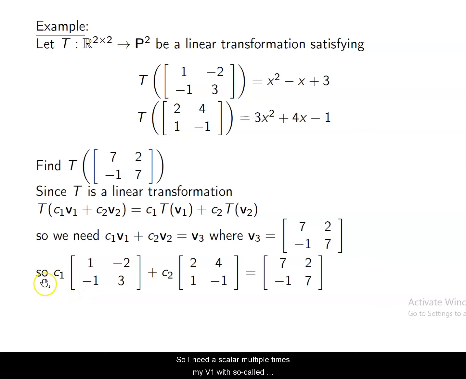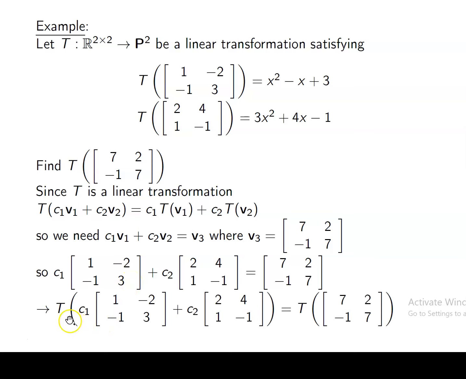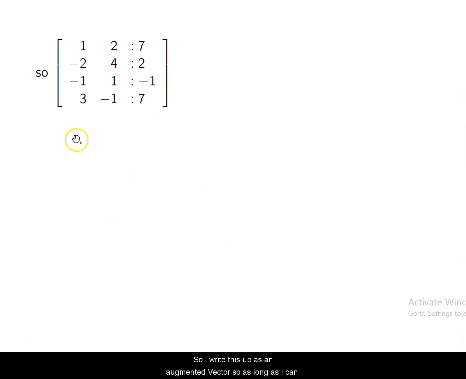So I need a scalar multiple times my v1, which I'll call this, and a scalar multiple of this to equal this. And so this is very standard, right? We know how to solve this. This is actually like from day one, the kind of things that we were learning how to do. So T of c1 times this linear combination here is the same thing as T of this vector here, right? So I write this up as an augmented matrix, okay?